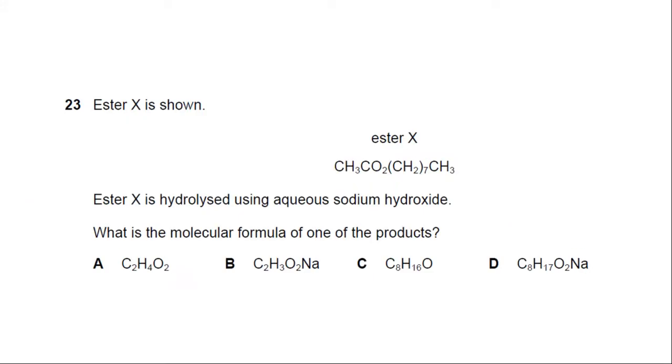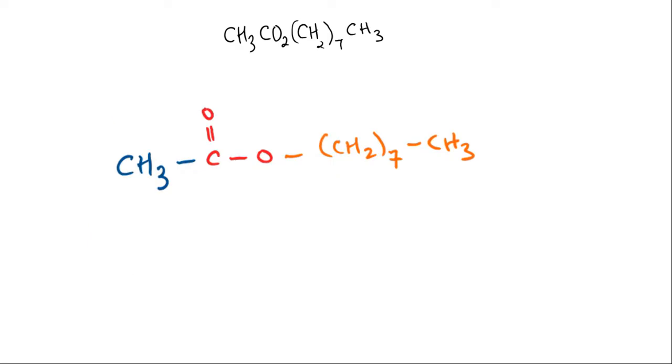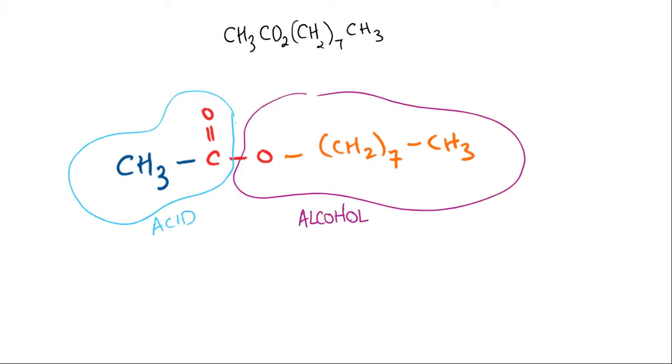Question number 23. Ester X is shown. Ester X is hydrolyzed using aqueous sodium hydroxide, and they're asking what is the molecular formula of one of the products. So firstly, visualize what this ester is going to look like, and this is what I've drawn for you. I'm hoping that by this time you would know that this part is the acid part, right? The part which has a C double O bond will always be the acid part, and the part with the O will always be the alcohol part.